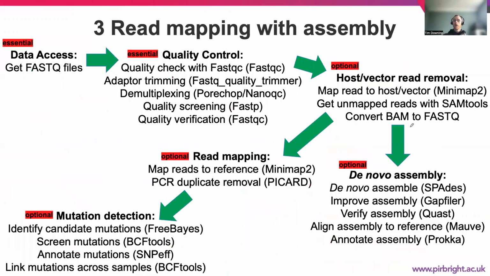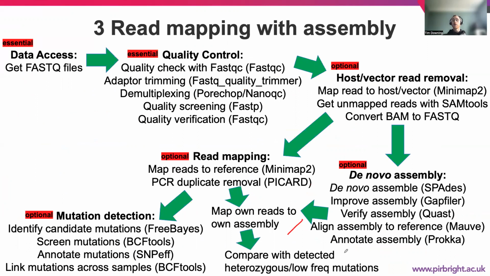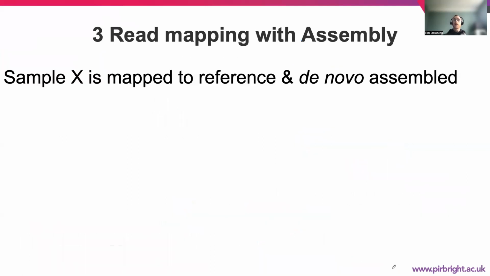So we can think about it like this: we have this step here, where we map our own reads to the assembly and quantify the diversity that we see there, and explore this whole area of heterozygous and low frequency variations. If we think about this, we have some sample that's being mapped to our reference, and that might tell us a few different things.